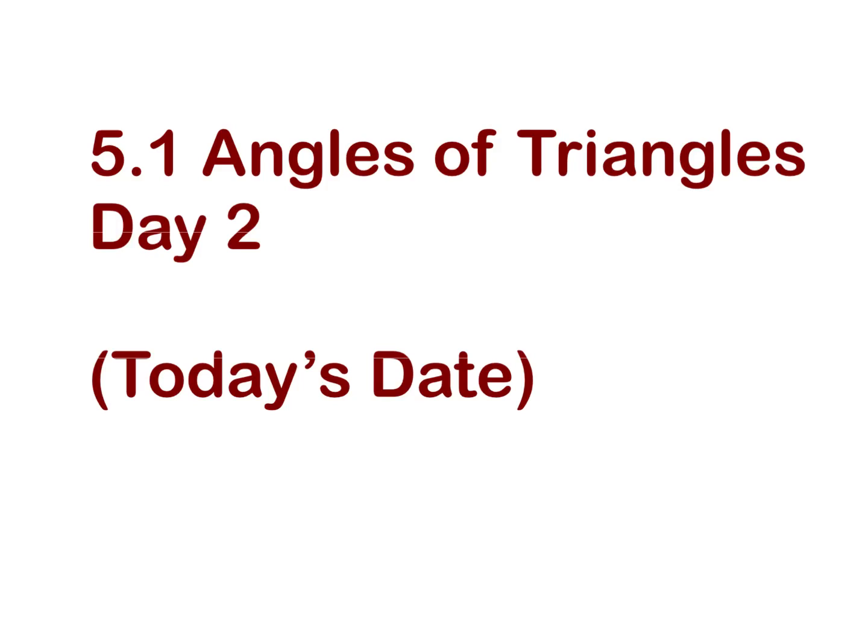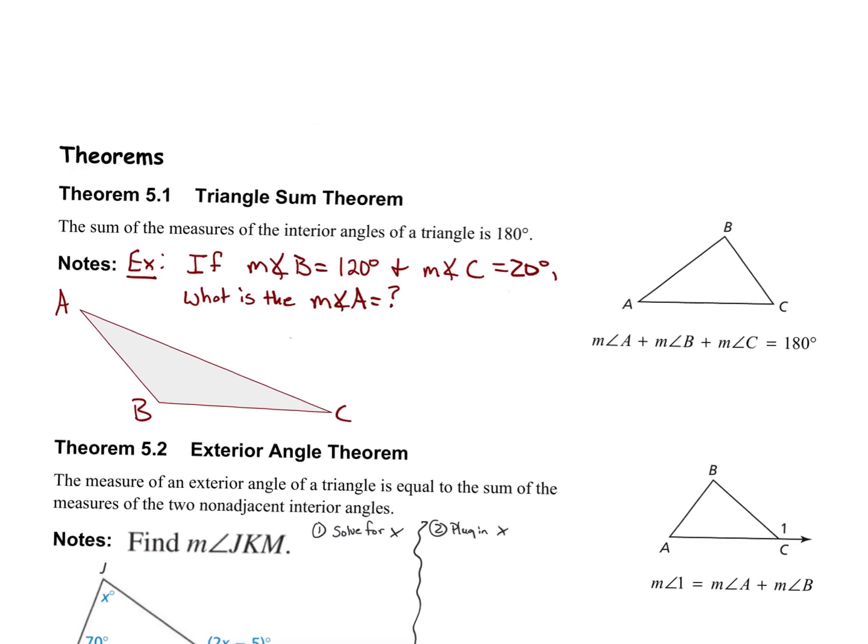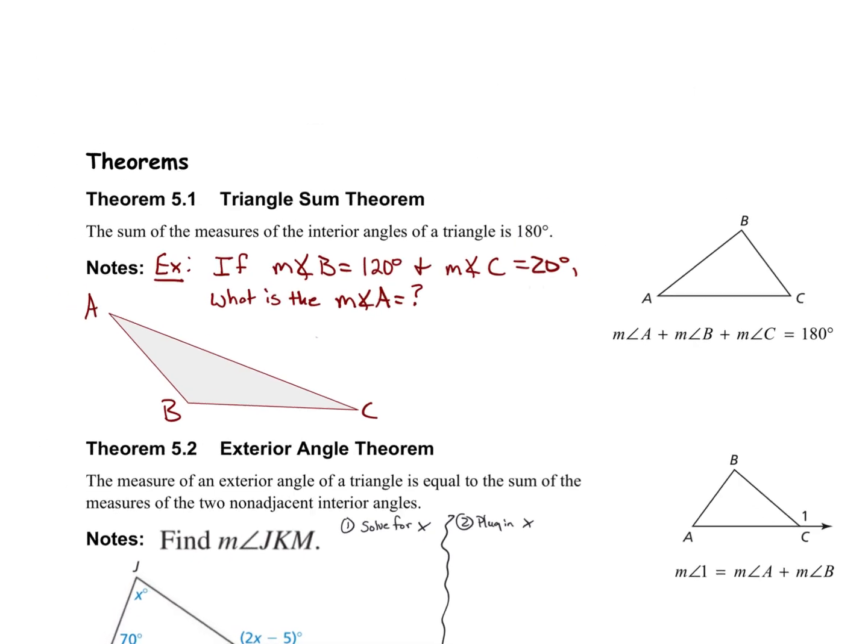5.1 Angles of Triangles, Day 2. So let's look at this. We've got 3 new theorems today. The first one is the triangle sum theorem. And all that says is that the interior angles, all 3 of them, add up to equal 180 degrees.